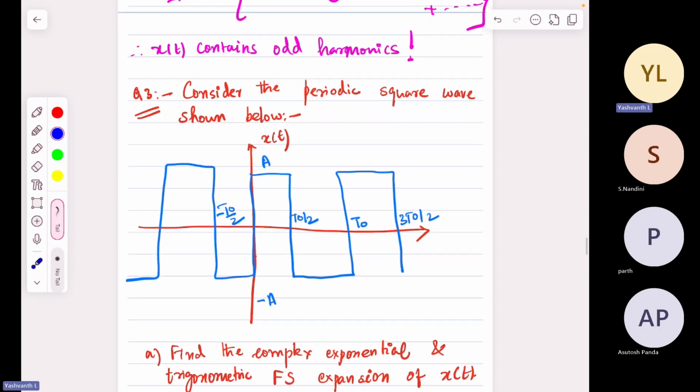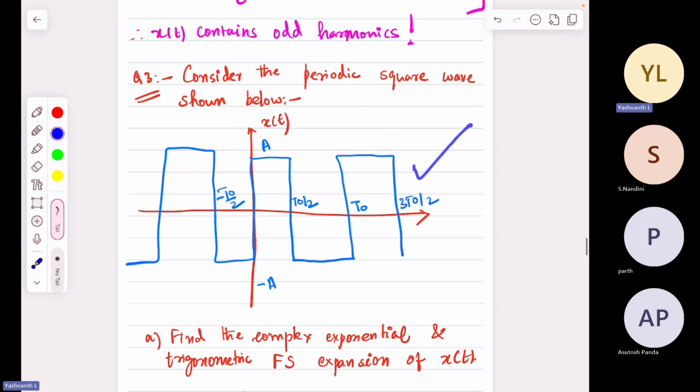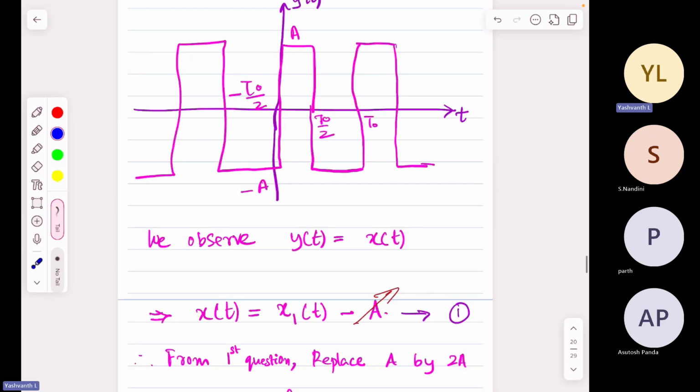If I want to find the Fourier series of the derivative, all I need to do is take the Fourier series expression from the previous question and replace a by 2a by t0. Is it clear? This will give you the Fourier series of x dash of t. Is it clear? Yes, sir. Yeah, that's what I'm going to do next.